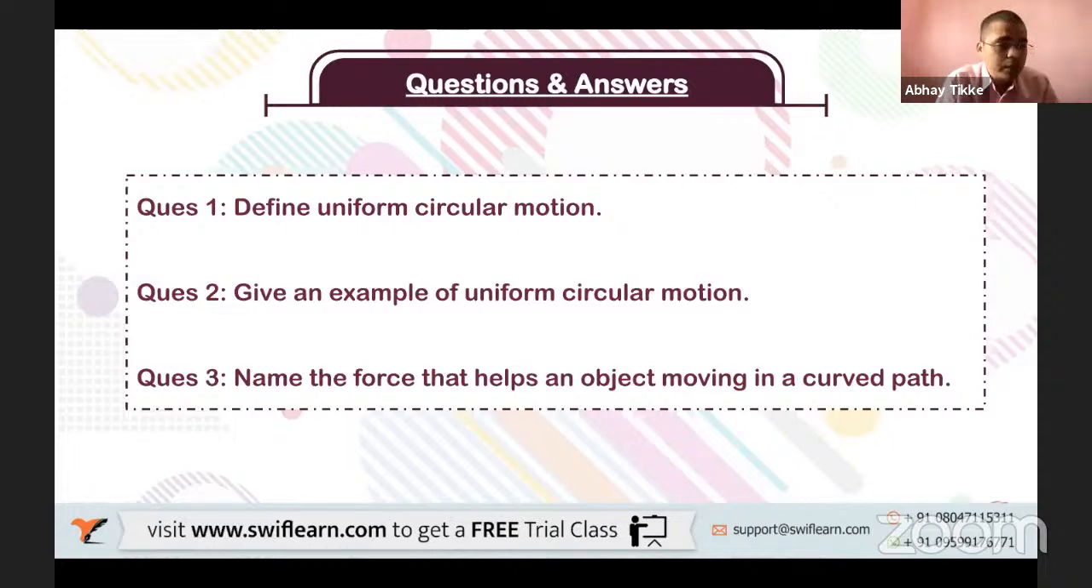Uniform circular motion means motion in which the speed of the particle or object is constant, right? That's uniform circular motion. Give an example of uniform circular motion. As I gave the example, a fan rotating, isn't it? Okay, we are getting the answer: the motion which moves in a circular path. Okay, very good.